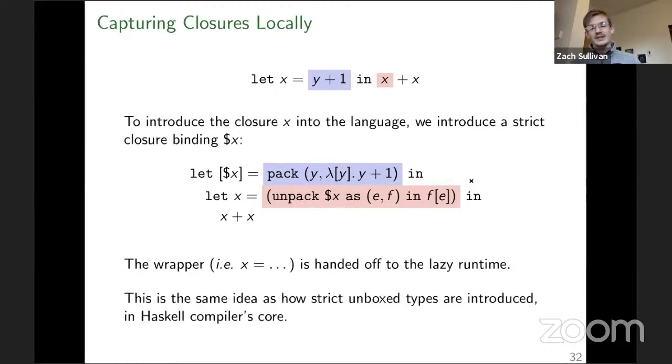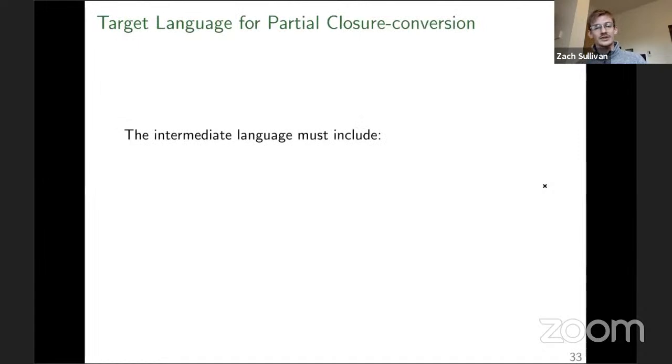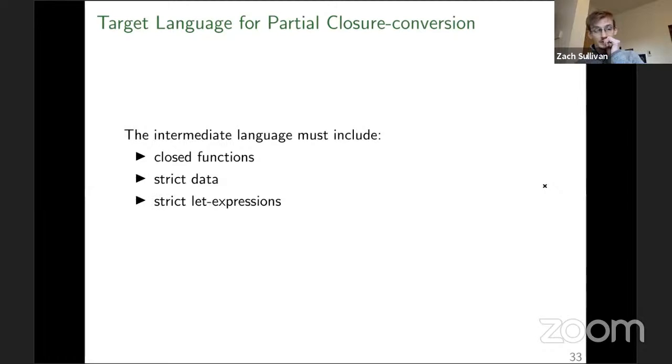This is the same idea of how strict unboxed types are introduced in Haskell's compiler, I mean GHC. This is how they're introduced in GHC. So to get this to work in GHC's Core, our intermediate language must include closed functions, strict data, and strict let expressions. The second two are already included in GHC's Core language today.